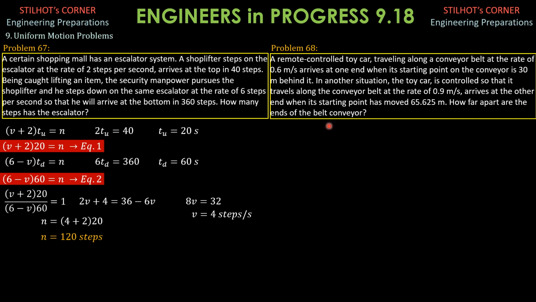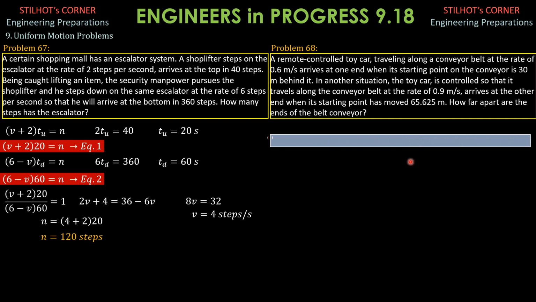So in this situation, there are two situations. Take note that the conveyor itself has its own speed, which we do not know yet, and we'll call that V. So the net speed is equal to V plus, in the first situation, 0.6 times time, we'll call that T1, equals supposedly the length or distance between the ends of the conveyor belt.